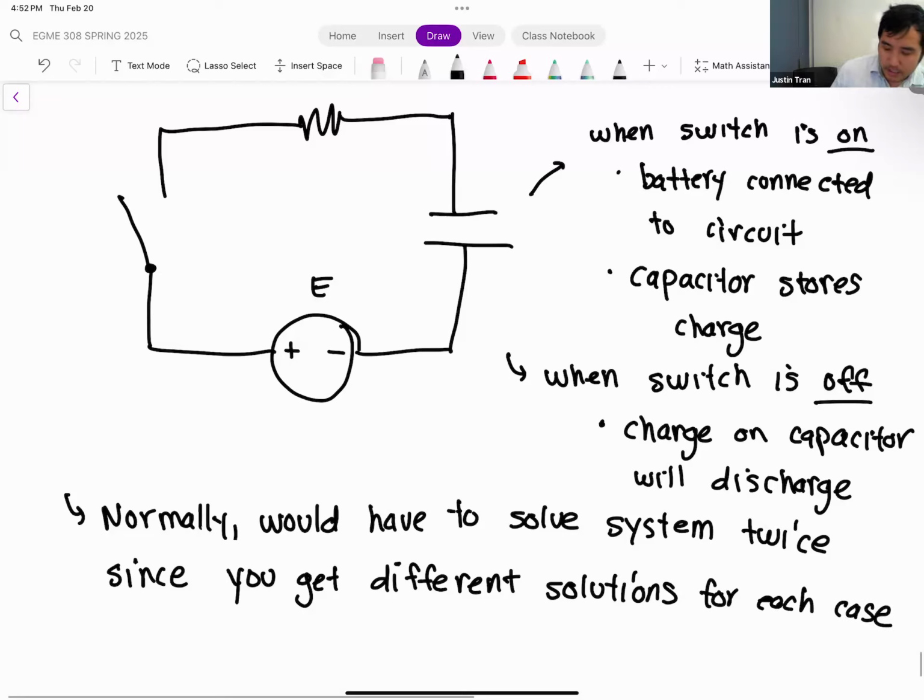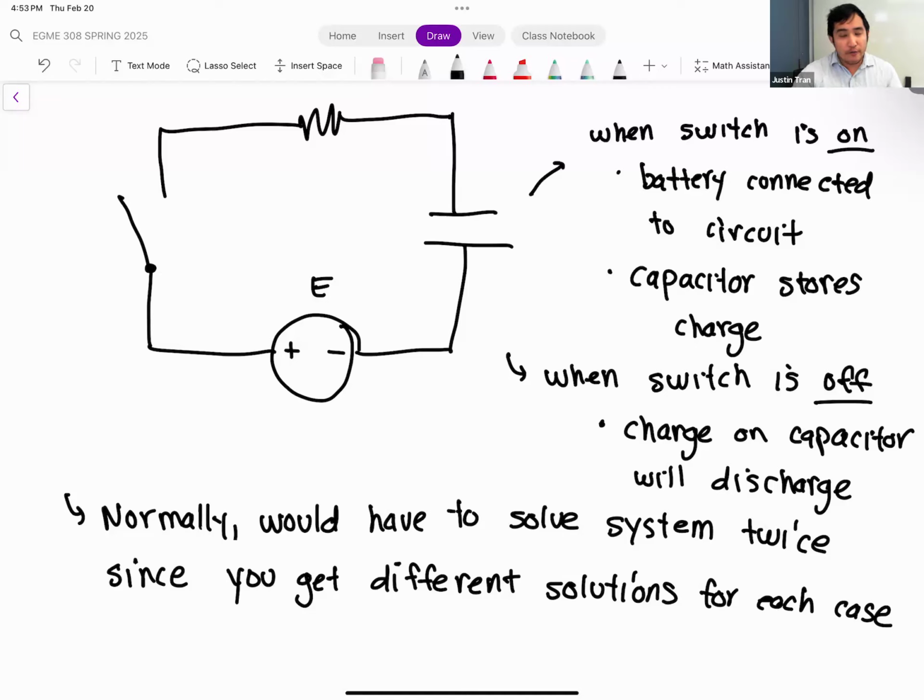Okay. So since each has kind of a different governing equation, you'd have to solve the system twice. All right, question. So once the capacitor is fully charged and it acts like a wire, would that have to account for that? Yeah, that's accounted for too. If you leave the switch on long enough, the capacitor is going to get fully charged, and at that point, the system reaches steady state.